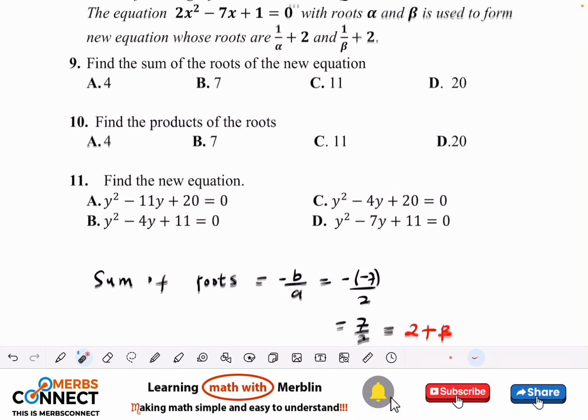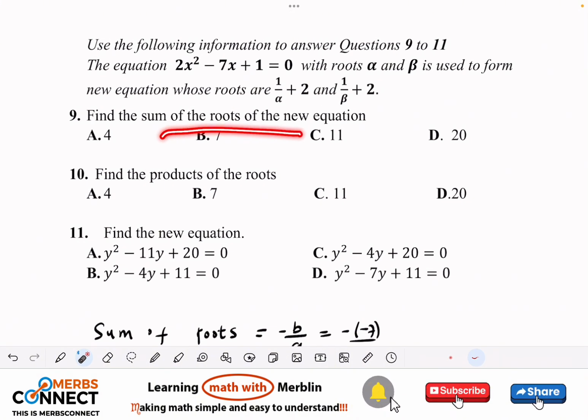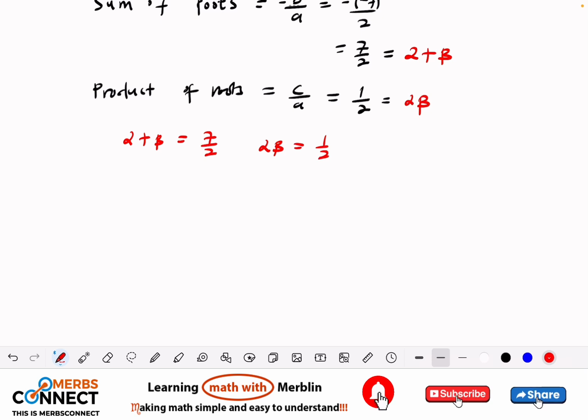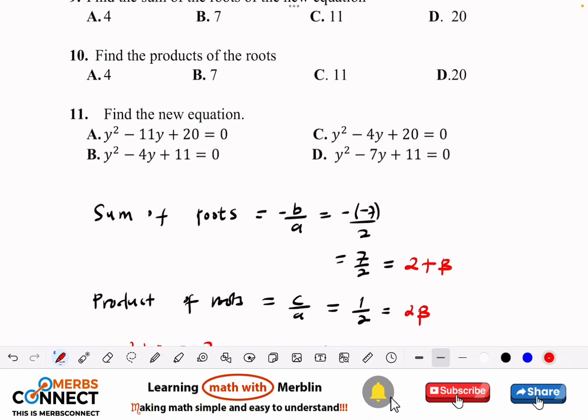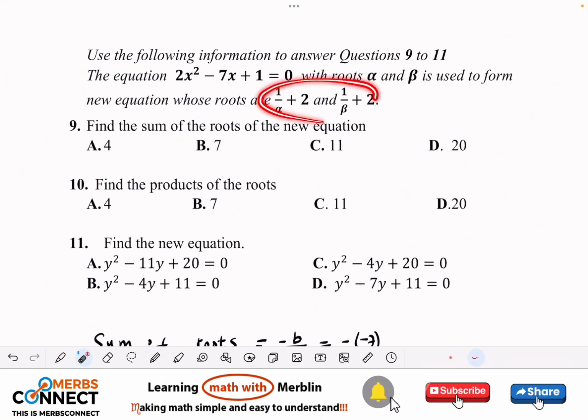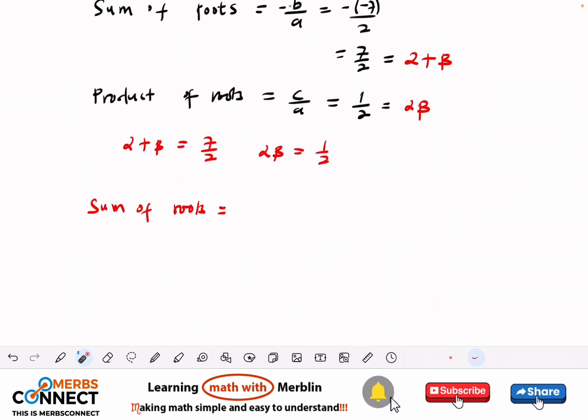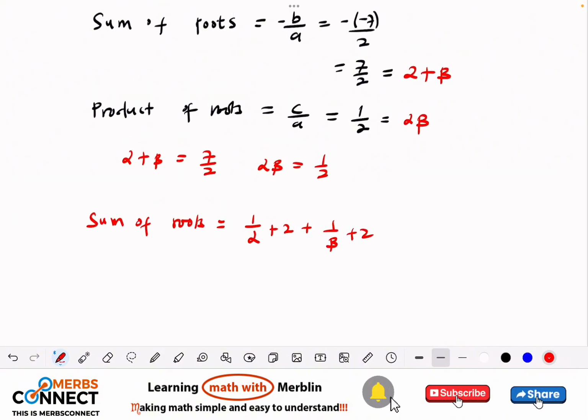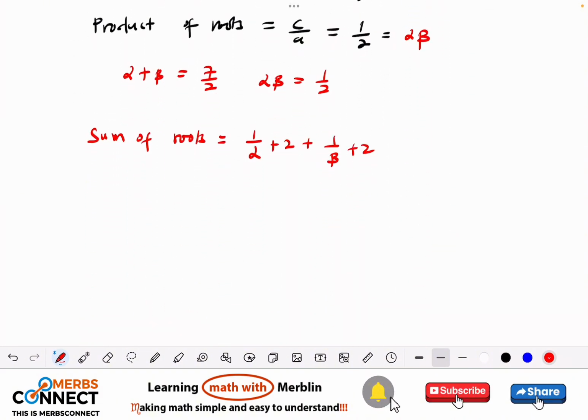So what we need to do now is find the sum of roots of the new equation. Now these are the new roots given to us, right? So we need to find the sum of roots. We need to add these. Let me use red so that we can see that this is a new root. So the sum of roots is equal to this. We are going to sum this because this is the new root. So we are going to sum 1 over alpha plus 2 plus 1 over beta plus 2. Is that right? Good.